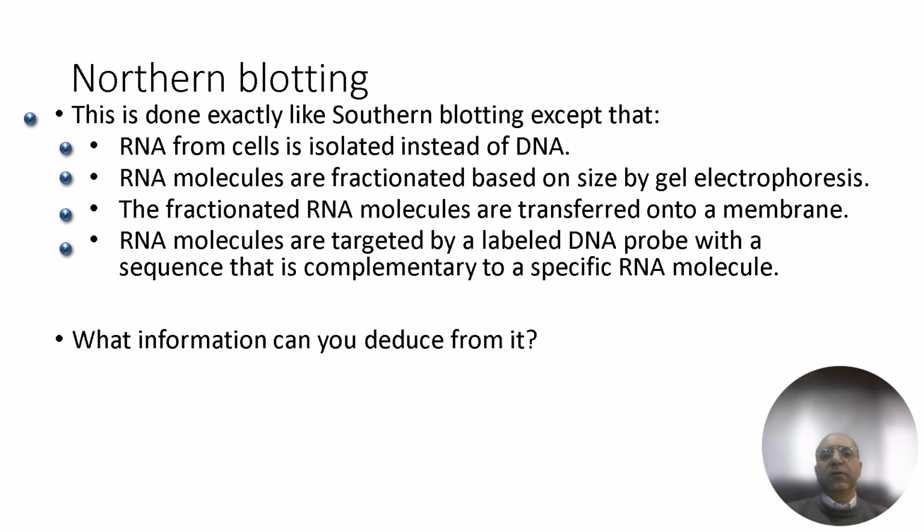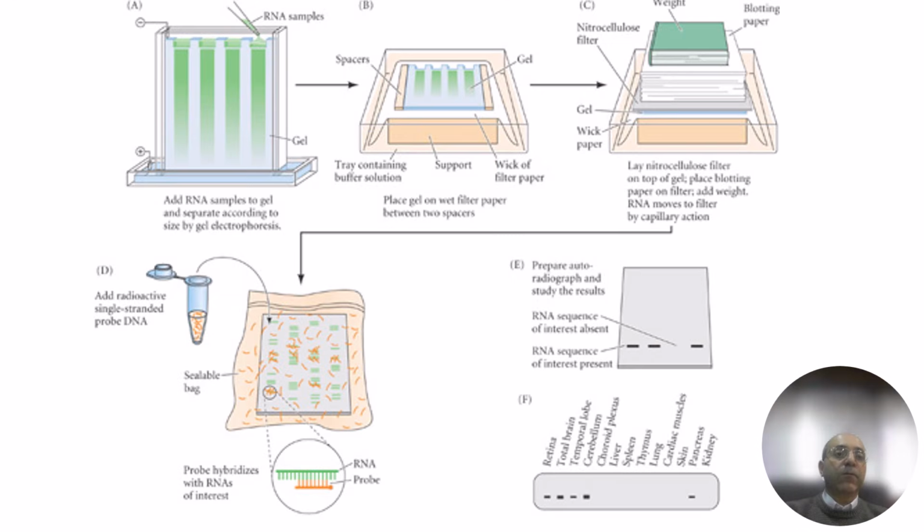So you can think about the different information that we can get from northern blotting. We can get the size of the RNA molecule that we are interested in. We can get the expression, if it is expressed or not, and how much of it is expressed. So again, let's go over the procedure here. The RNA molecules are separated based on size. Then they are placed onto a membrane, and the RNA molecules are transferred to the membrane.